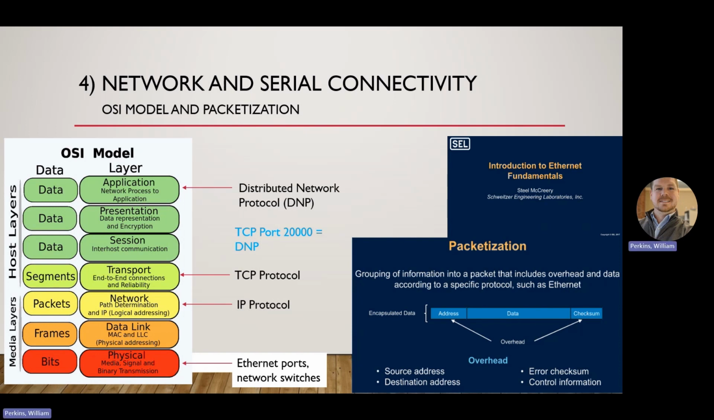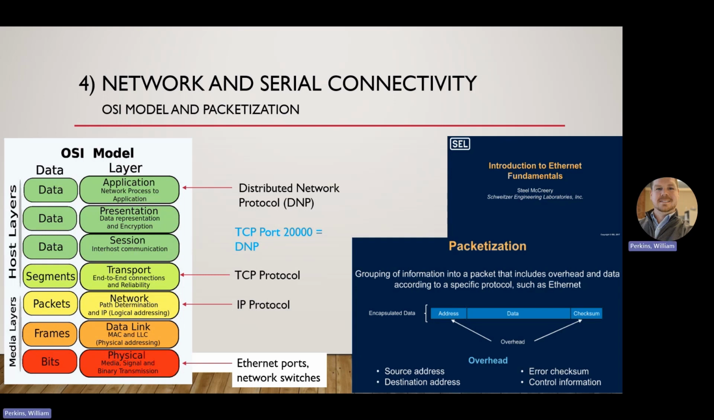All right, so we're not going to go into too much detail about the OSI model, but I just wanted to make sure that everyone was familiar with it and knows it exists. So the OSI model is a model that describes the 7 layers that a computer system would use to communicate over a network. The first 3 layers are your media layers.